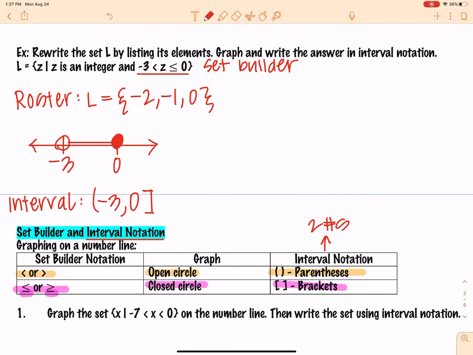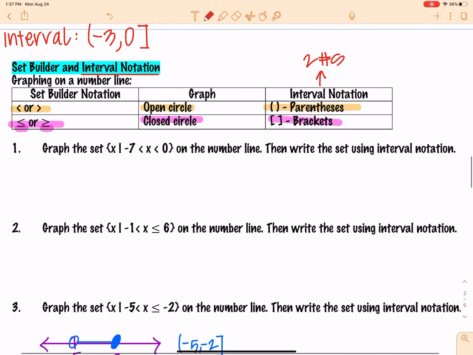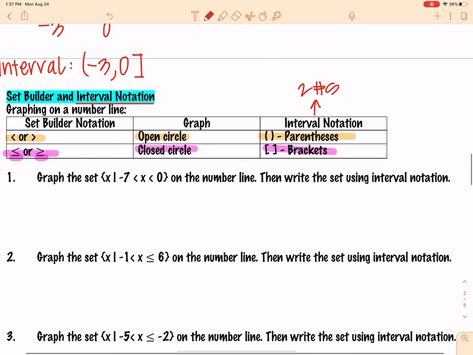Okay, so that kind of just broke it down for you. We're going to practice a little bit more before we start actually learning the math part of this. So now it says number 1, graph the set x such that -7 is less than x is less than 0 on a number line, and then write it using interval notation. Okay, so again, you just use the two numbers that are listed.